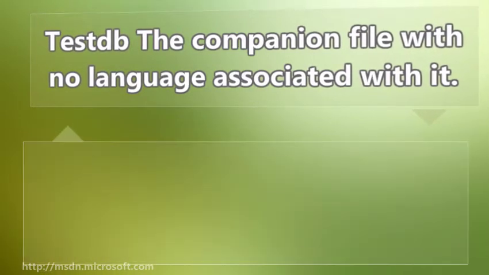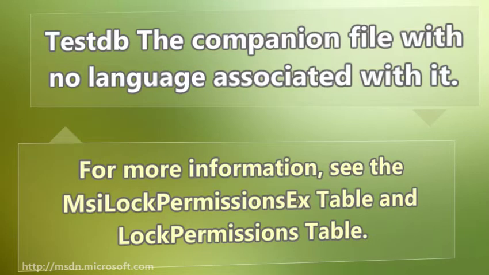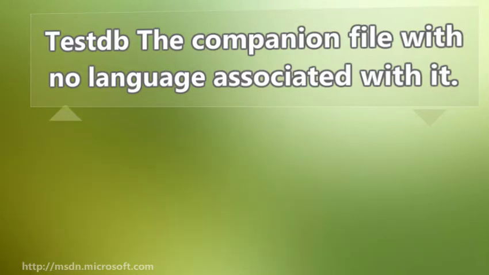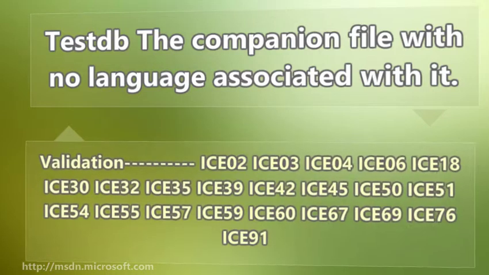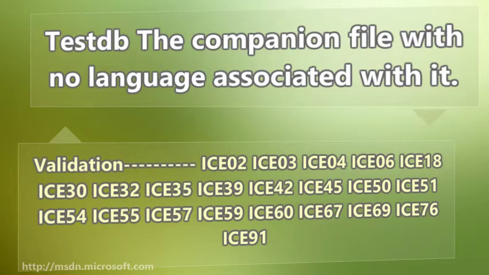For more information, see the MsiLockPermissionsEx table and LockPermissions table. Validation: ICE02, ICE03, ICE04, ICE06, ICE18, ICE30, ICE32, ICE35, ICE39, ICE42, ICE45, ICE50, ICE51, ICE54, ICE55, ICE57, ICE59, ICE60, ICE67, ICE69, ICE76, ICE91.